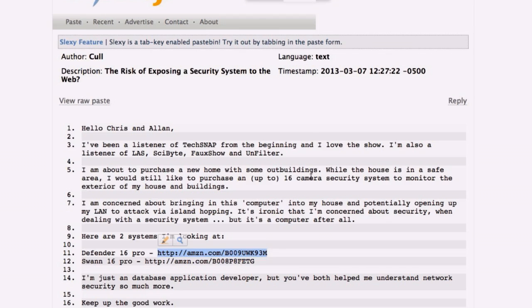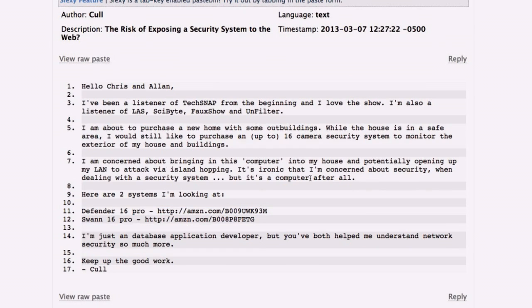Very nice. Dude, this guy's rocking it. He says, "I'm about to purchase a new home with some outbuildings. While the house is in a safe area, I would still like to purchase maybe up to 16 security cameras to monitor the exterior of my house and buildings. I'm concerned about bringing this quote-unquote computer into my house and potentially opening up my land to attacks via island hopping. It's ironic that I'm concerned about security when dealing with a security system, but it is a computer after all."